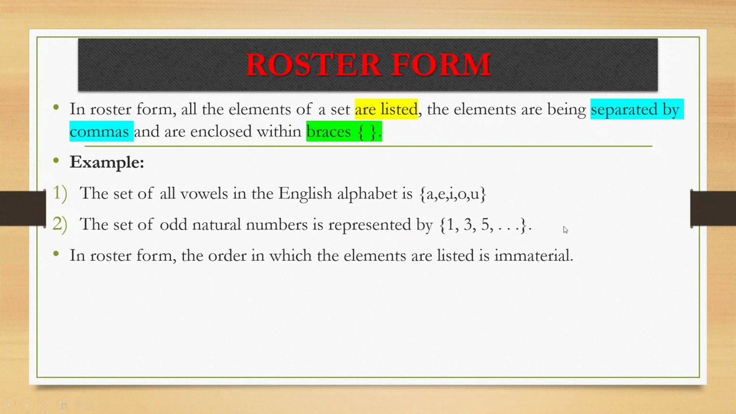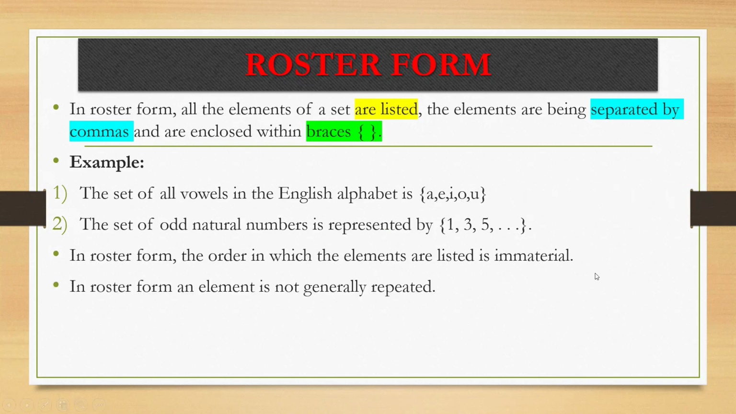The next point to be noted while writing in roster form is that the order in which the elements are listed is immaterial. That is, in roster form, there is no order for any element. The element which is written first can also be written last, or the element written second last can be written first. For example, see the set of vowels: it can be written like this or this or this, or any way we can arrange the elements. All of this represents the same set. So in roster form, the order of the elements is not of much importance.